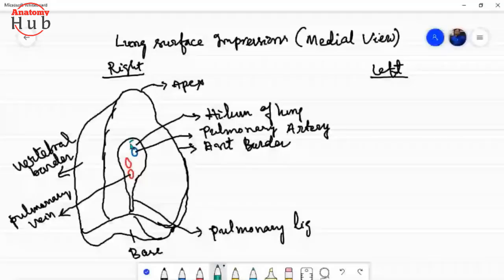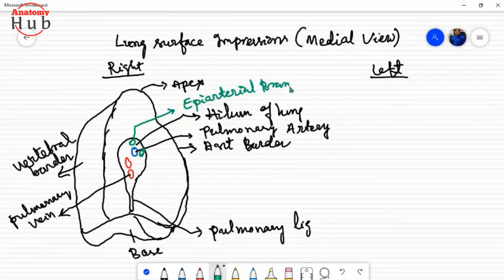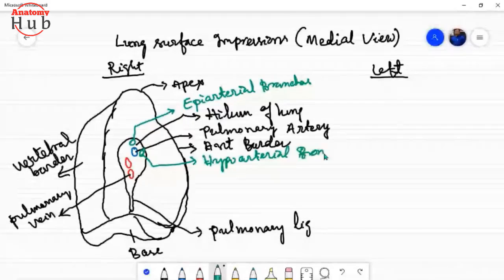That's why. And here, as I have already told you, the principal bronchus before entering the lungs is divided into two, right? So these two are the eparterial bronchus, and it is just below the artery, right? That's why this one is known as the hypoarterial bronchus. Okay, right.